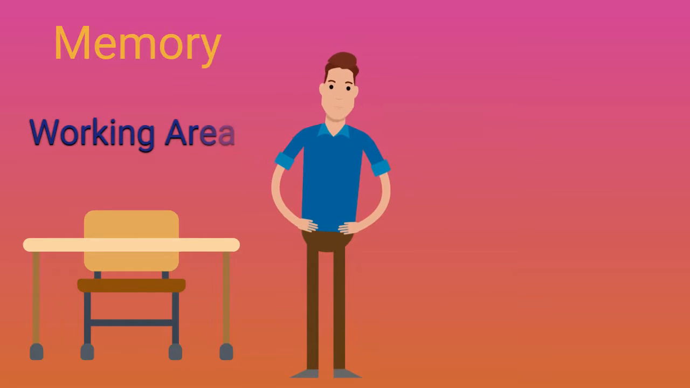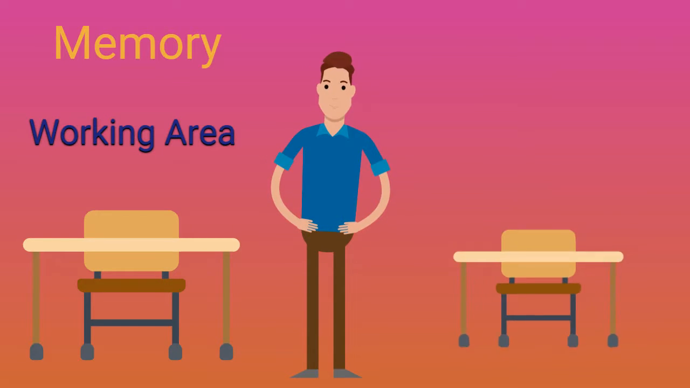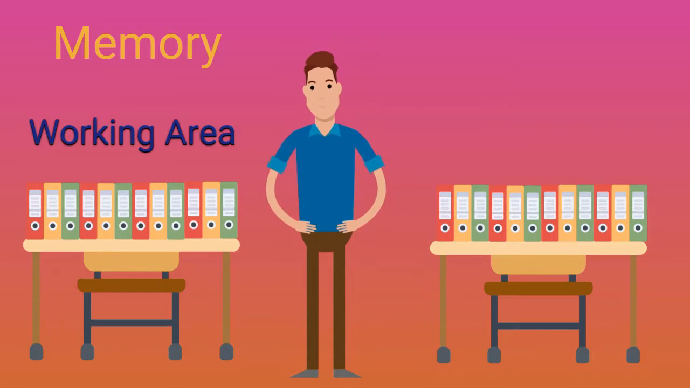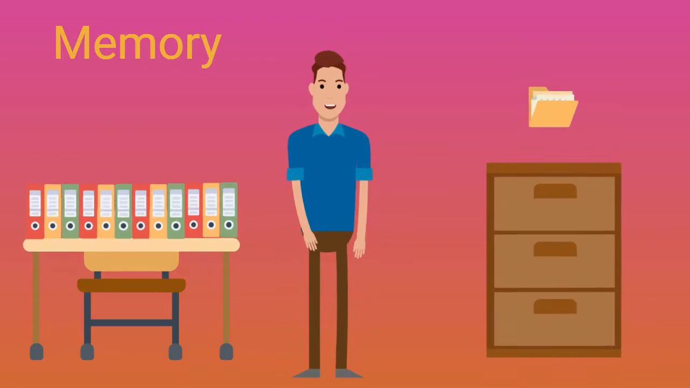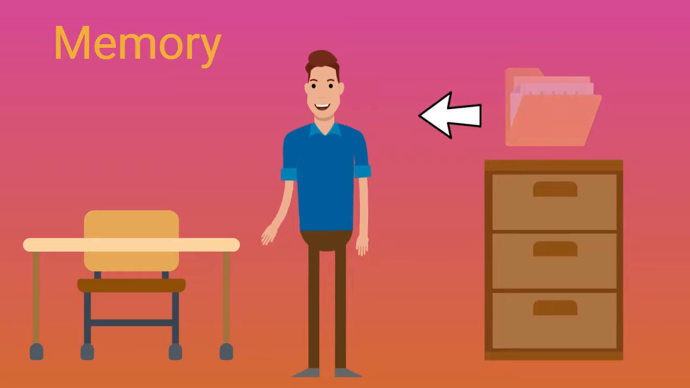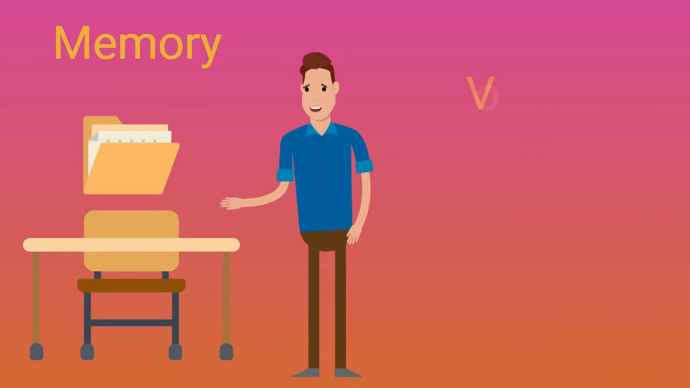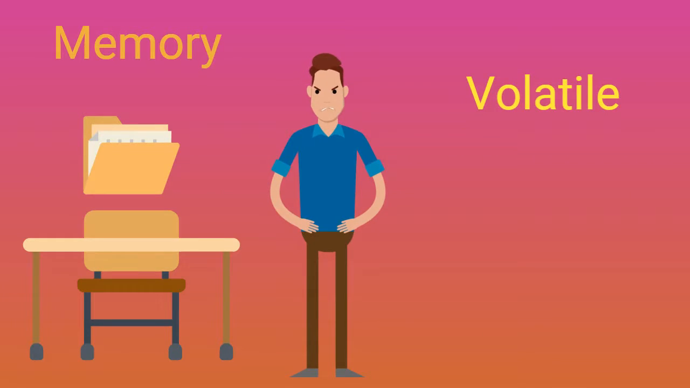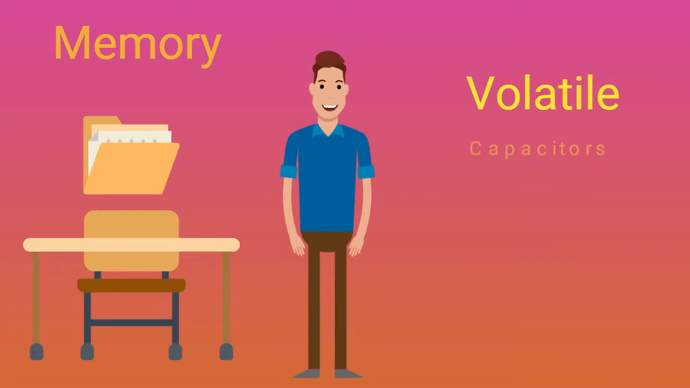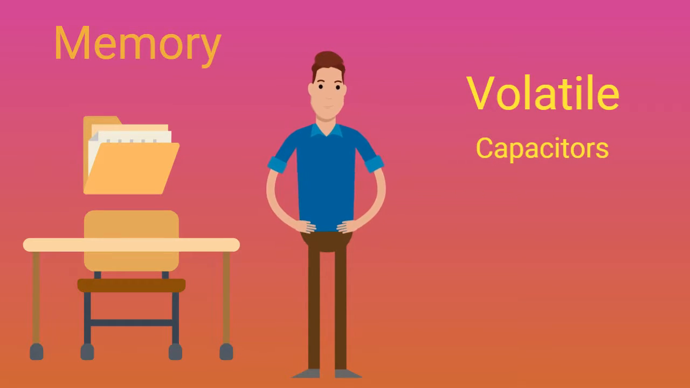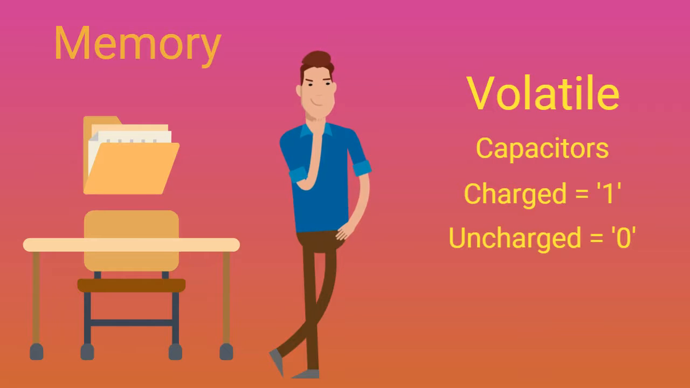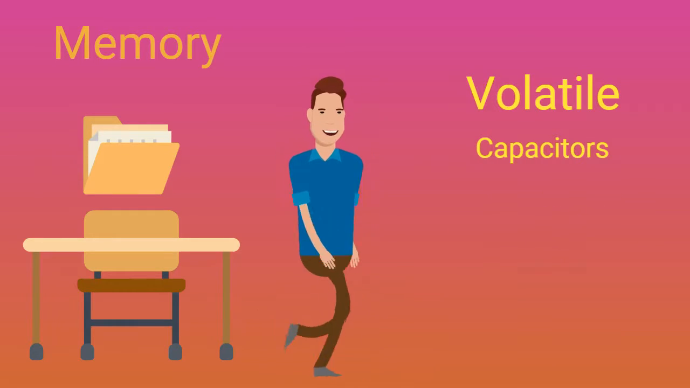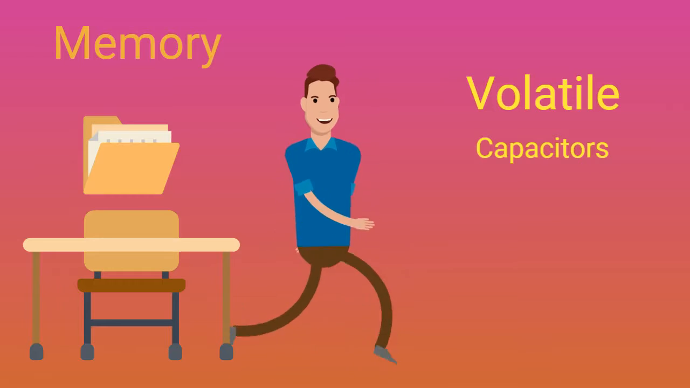Memory is the working area of the computer. The more memory we have, the more files we can have open at the same time, and the faster our computer operates. When we open a file, the computer goes to the hard drive and loads the file into memory. While it's in memory, it is volatile, which means we can lose the data. Memory uses capacitors that store charge to represent binary. A charged capacitor is 1 and an uncharged capacitor is 0. This simplicity allows the memory to work at remarkable speeds, far faster than hard drives.